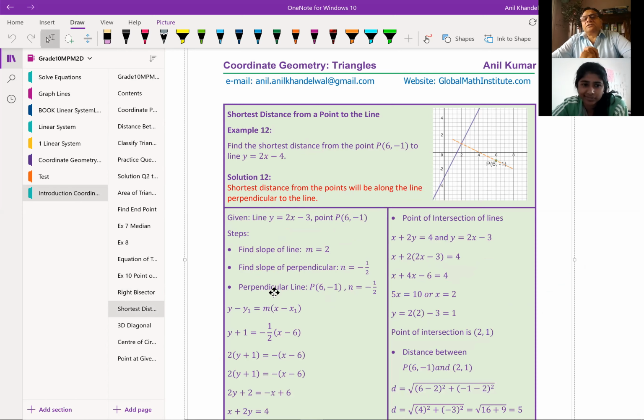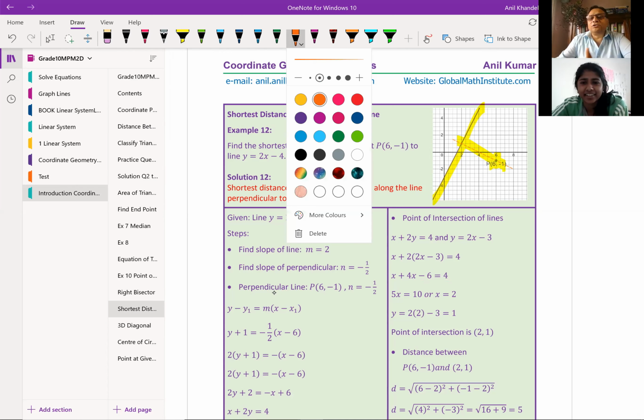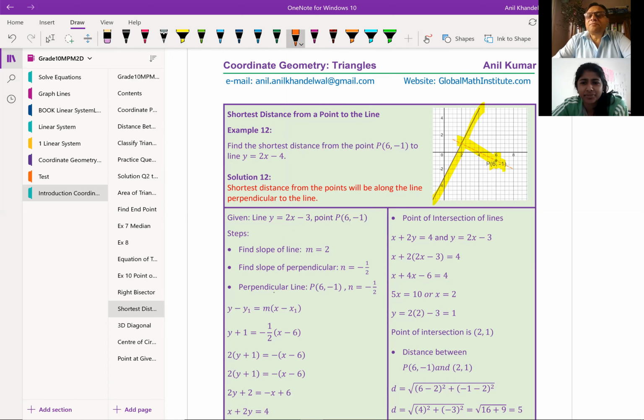Find the shortest distance from a point to a line. So we're given a line in this particular case, which is right there, and the point which is here. Shortest distance, how will you find? Can you tell me the steps, please? You know the distance formula, right? You know a point, but you don't know this point. How will you find this point?